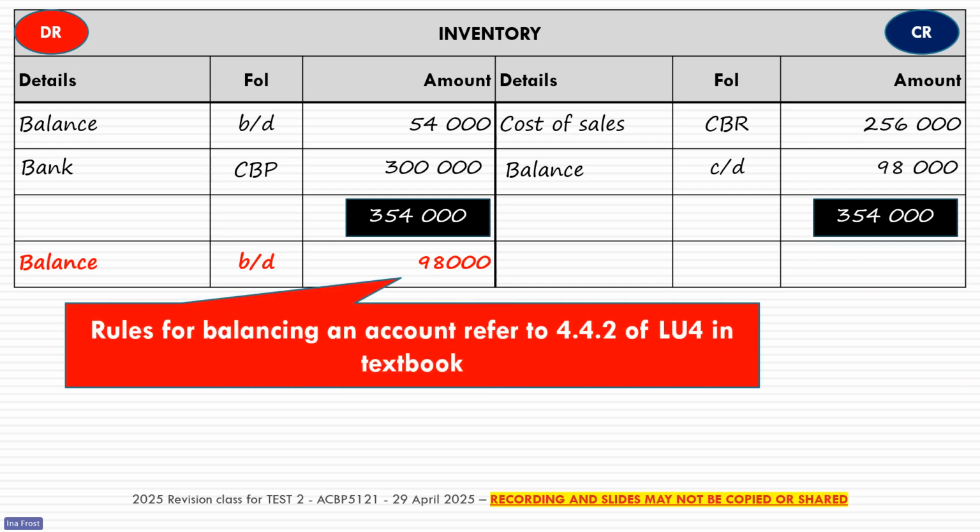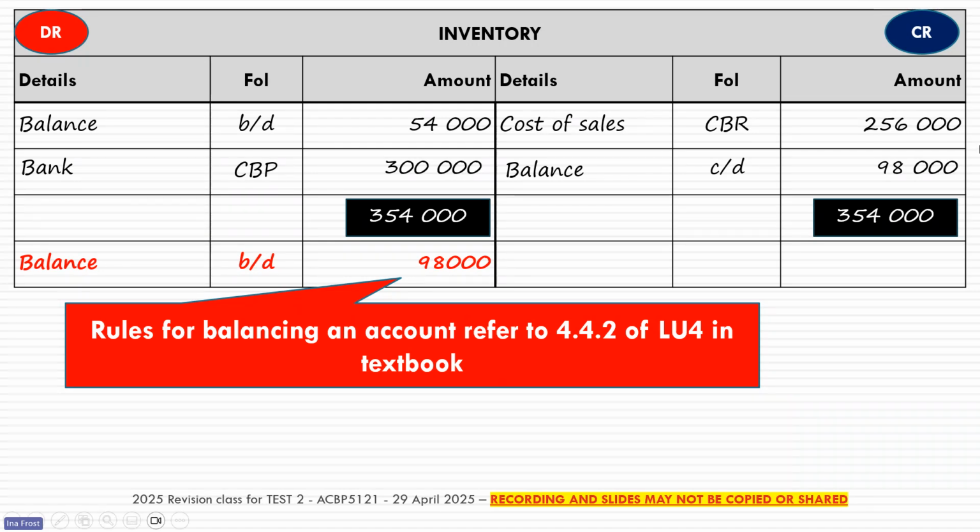In your textbook again, you can look at learning unit number 4, points 4.4.2. And there we discuss with you the rules of balancing general ledger accounts. So if you need a bit more revision on it, then please go and look in your textbook. As I said, that textbook is bumper packed with good stuff. So please go and have a look at these pages.